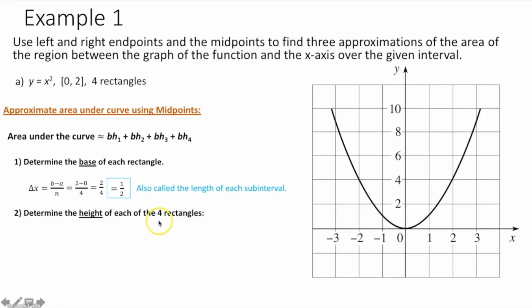The only difference is that the value that you're plugging into the function to figure out the height of your rectangle is not going to be the left endpoint or the right endpoint. It's going to be the midpoint of each of your subintervals. So for that first subinterval from 0 to 0.5, or 1/2, I am plugging in the midpoint, which is 1/4, to the function. If I plug in 1/4 to the function, I get 1/16, which is going to be the height of my first rectangle. It still has a base of 1/2, but now has a height of 1/16.